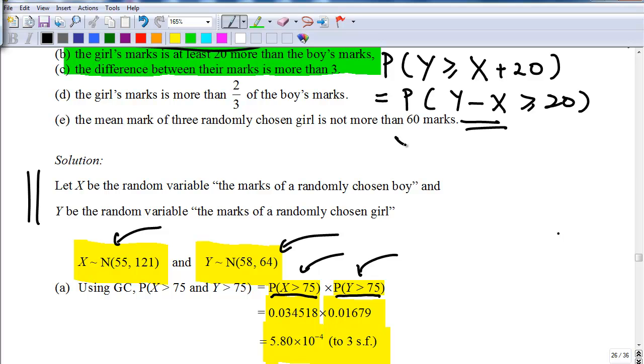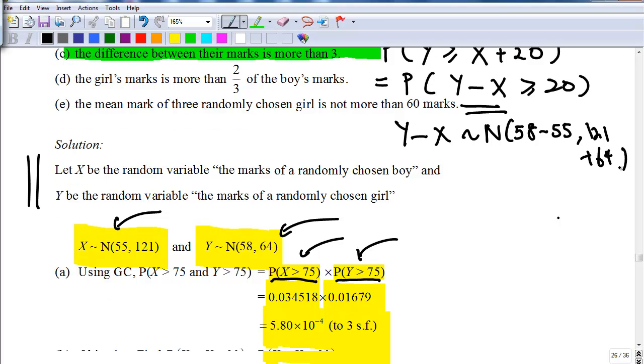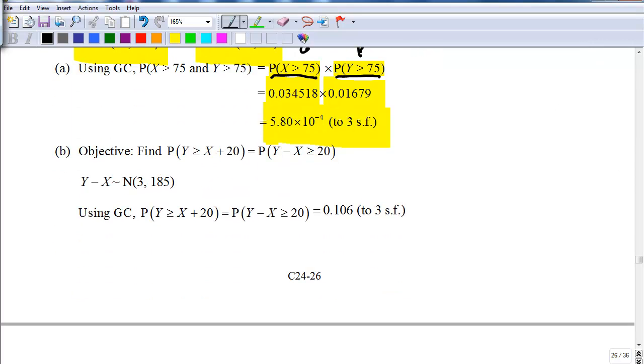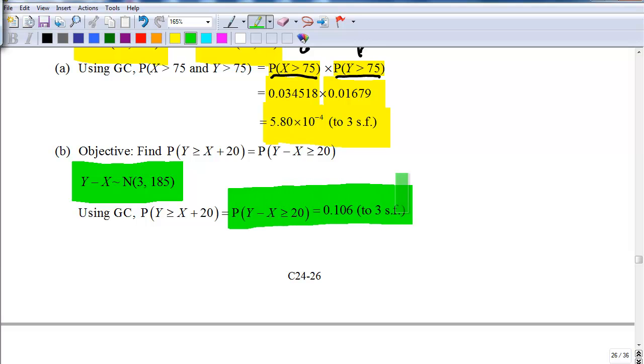Now what's the distribution for Y minus X? You minus the mean, so you have 58 minus 55. Then what about the variance? You never minus, you add. So it's 121 plus 64. Once you have got this, you can write down the distribution for Y minus X. And then with this, you can press your GC to compute this probability. Done.